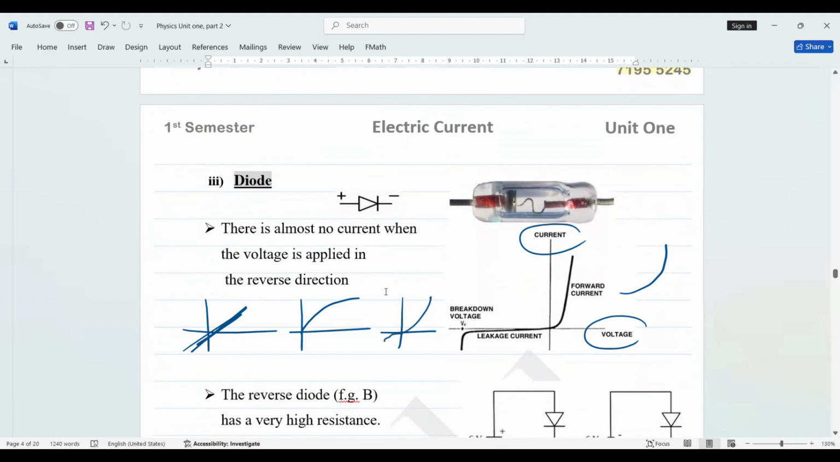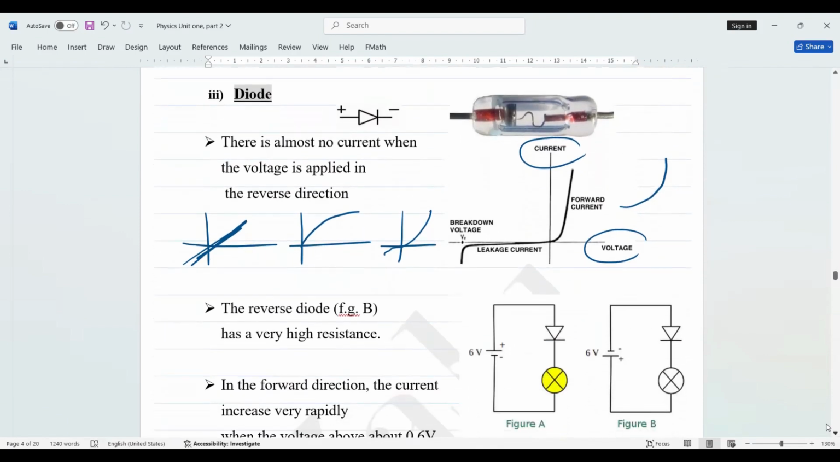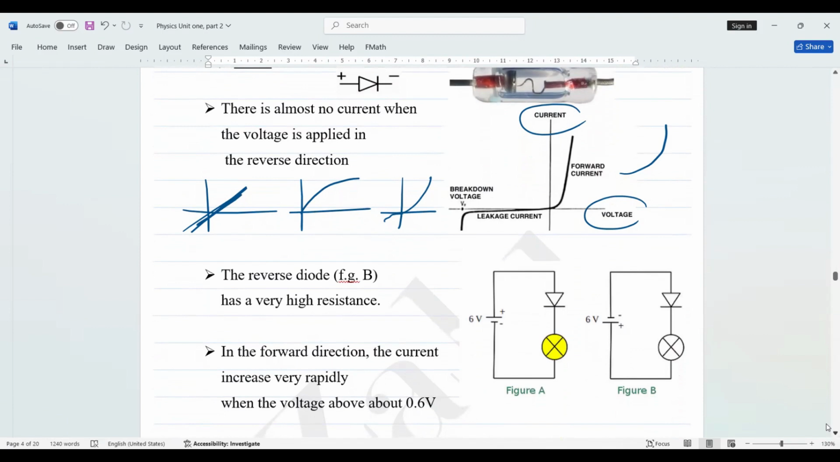So we have two types of materials actually. Materials that obey Ohm's law, where the relation is a straight line. Materials that do not obey Ohm's law, where the relation is a curve. We have two types of materials that do not obey Ohm's law: the semiconductor diode and the bulb.